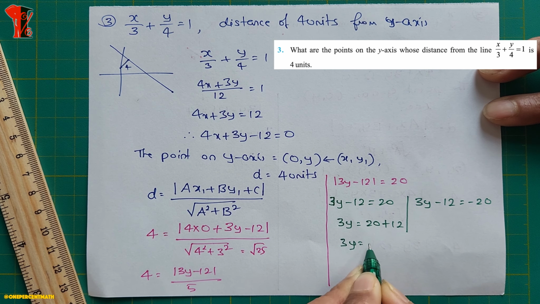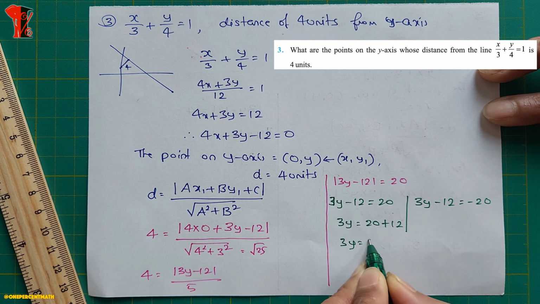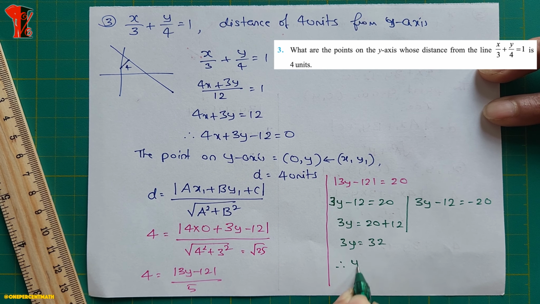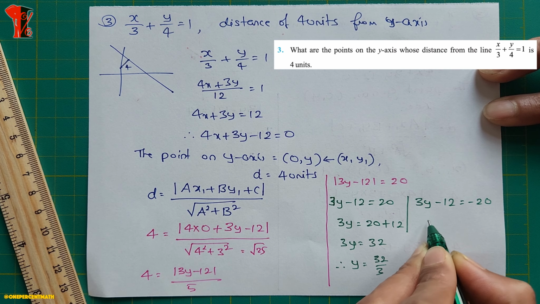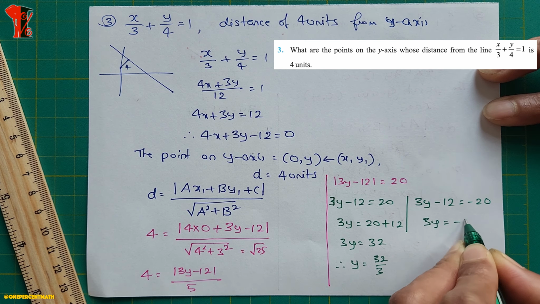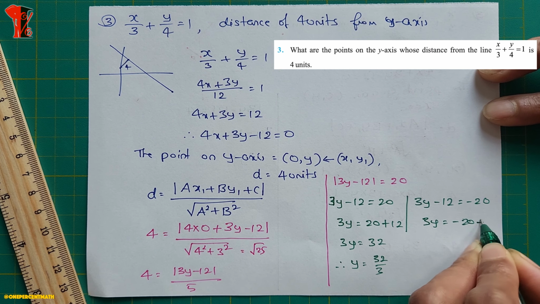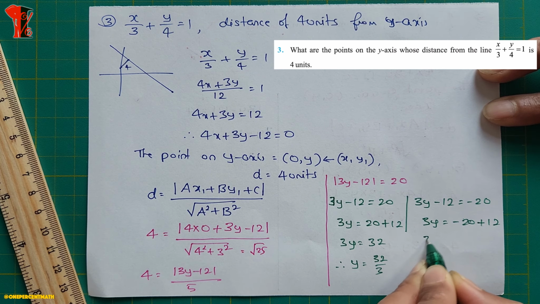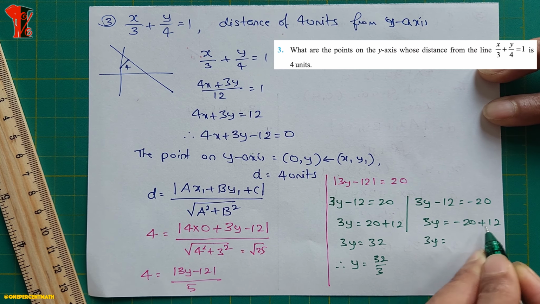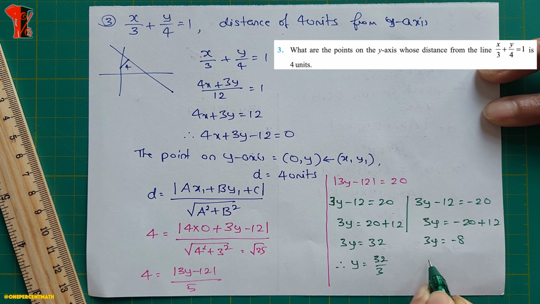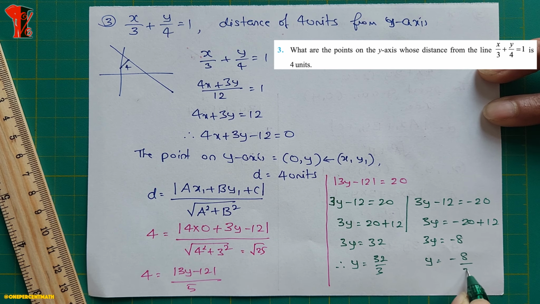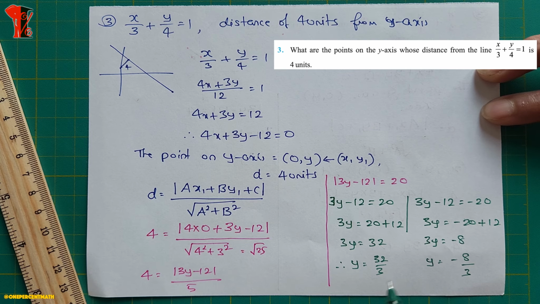That is 3y is equal to 32. So therefore y is equal to what? 32 by 3. So in the second case, 3y is equal to minus 20 plus 12. So that is 3y is equal to, what do you get? 8 minus 8. So y is equal to minus 8 by 3. So there are two possible values, right?